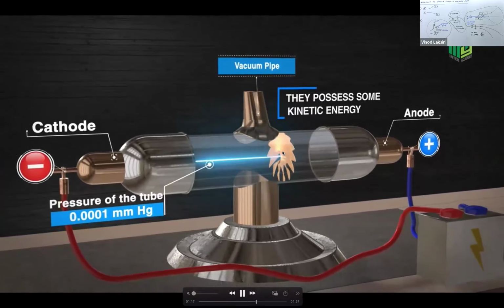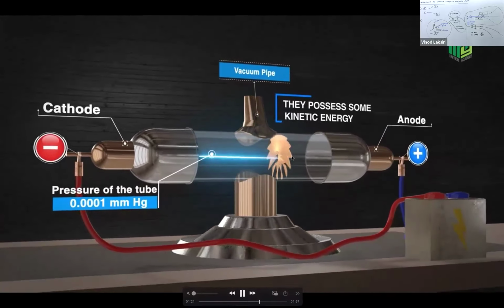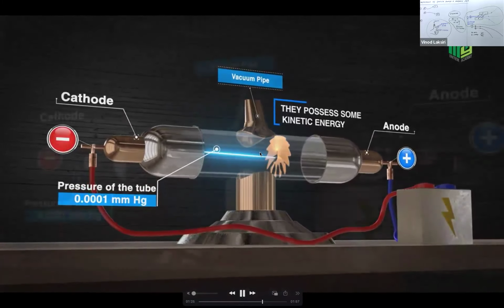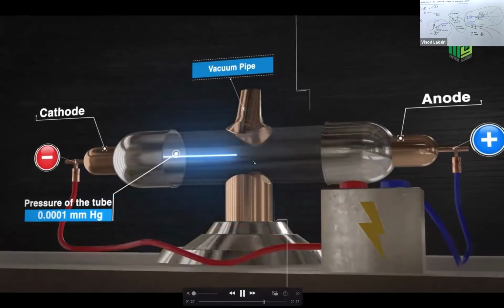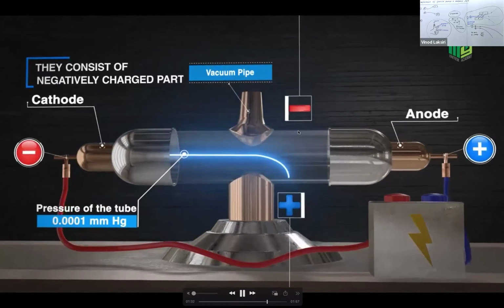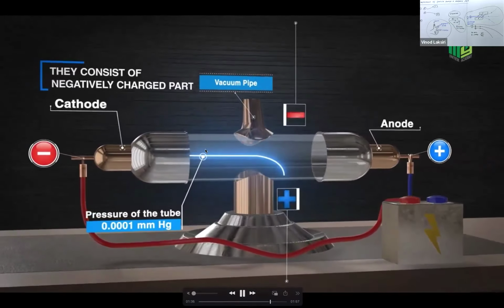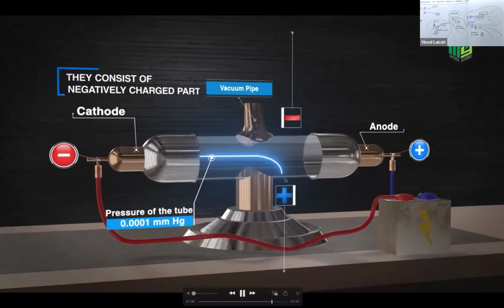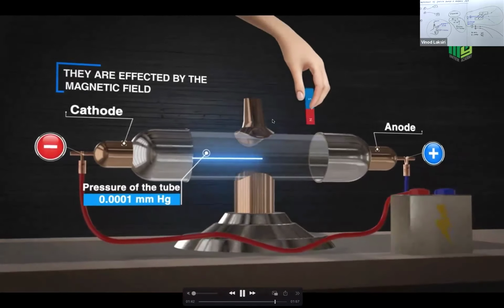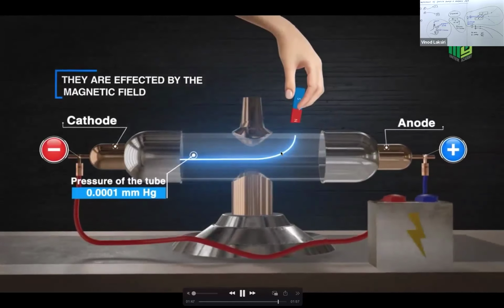Then here there is a paddle wheel. You can observe this paddle wheel rotates like this. The conclusion: cathode rays have momentum and kinetic energy. And when an electric field is applied, it deflects towards the positive plate like this. And when a magnetic field is applied, it deflects like this.